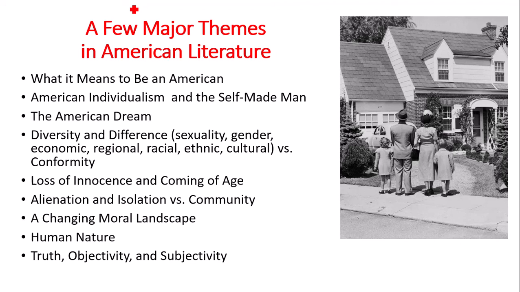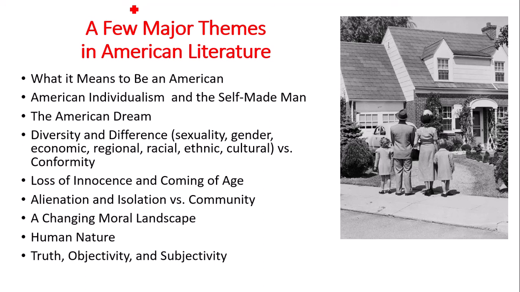Diversity and difference versus conformity. So things like sexuality, gender, economic differences, regional differences with regionalism, racial or ethnic or cultural differences, and the tension between that and sort of mainstream American culture, even differences in thought of people who might seem like they fit into mainstream American culture but don't. Loss of innocence and coming of age, even if that coming of age happens later to someone who is an adult. We're going to look at that in one of our texts.